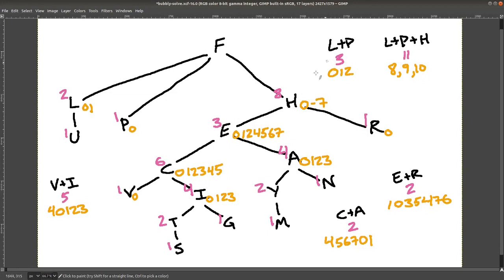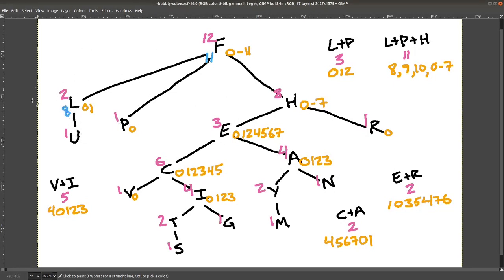Any number 0 through 7, XORed with all the numbers 0 through 7 is going to be all the numbers 0 through 7 in some order. Okay, so this is 0 through 10 and 11, so 0 through 11 and 12. Okay, so if we just pop F, we're left with L, P, and H. That's 2 XOR 1 XOR 8, which is 11. If we pop L, we've got 1, 1, 8, which is 8.